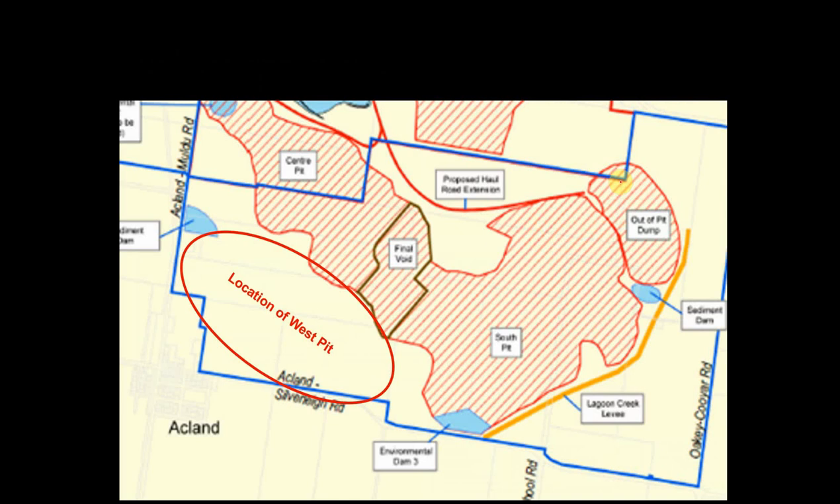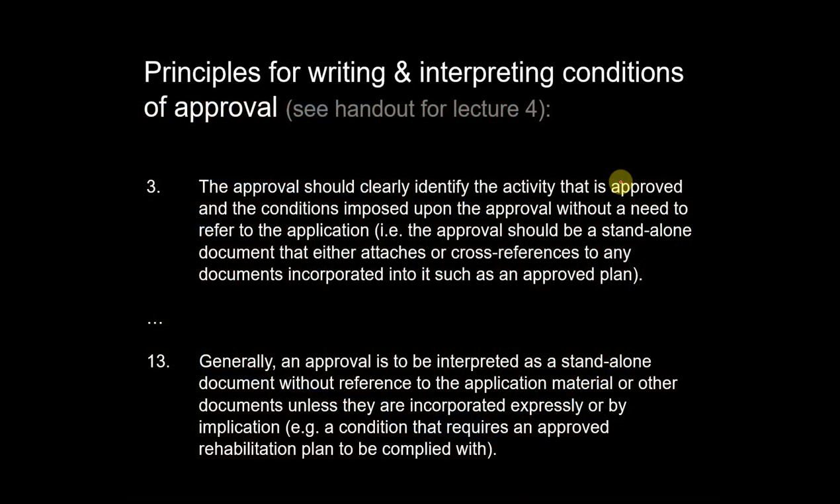So this, just to reiterate, is an extract from what was applied for in stage two, and I've put in a circle of the location of West Pit. So currently, the stage two approvals on their face don't, I'll rephrase that. Stage two approvals are all that the mining company can rely upon at this stage. That's all that's in force. The environmental authority doesn't attach a map. Even though the mining company didn't apply for West Pit, it claims that West Pit is lawful.